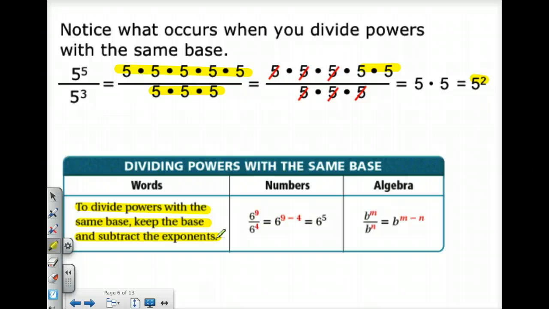Again, give an example. 6 to the 9th power divided by 6 to the 4th power. The base stays the same. It's 6. Subtract those two exponents, 9 minus 4, and the final answer is 6 to the 5th power.